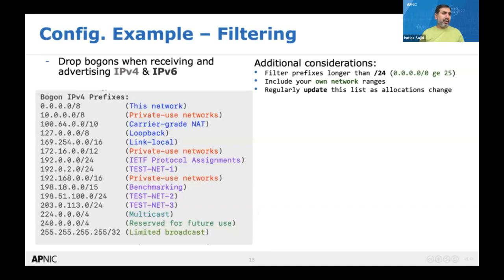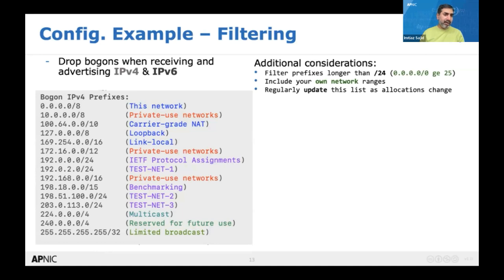In this case, I have listed here the IPv4 list of the prefixes which are considered bogons. Similarly, we have the IPv6 list as well, but due to the time in this presentation, we cannot cover those. We should also use this list and match these prefixes when we are receiving and advertising prefixes, because these are prefixes someone should not advertise to others. They are the special use prefixes.